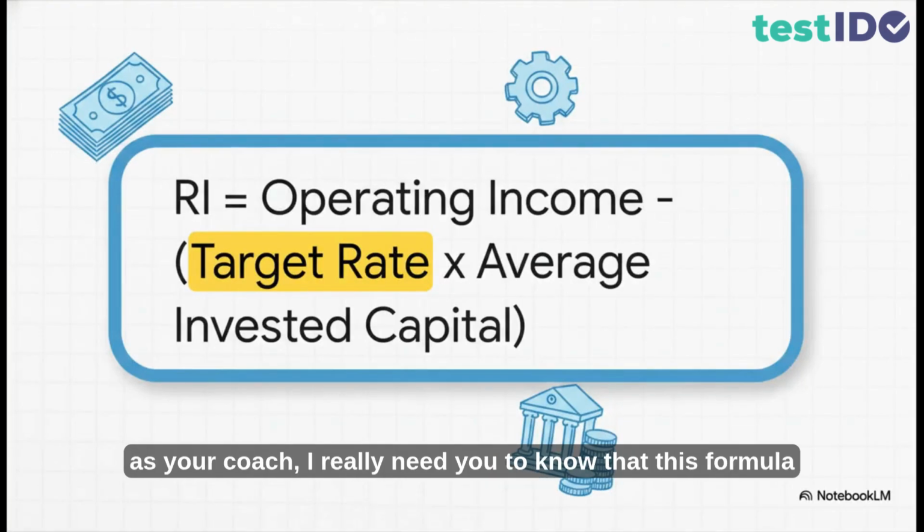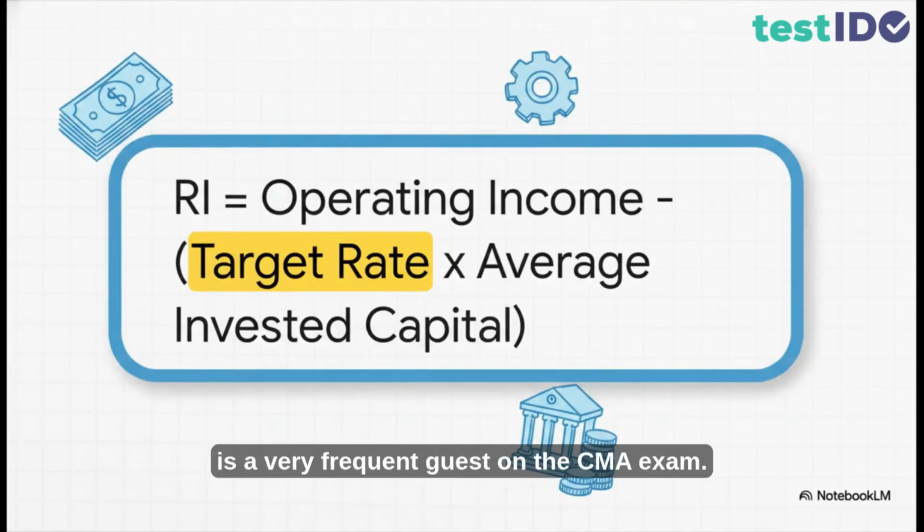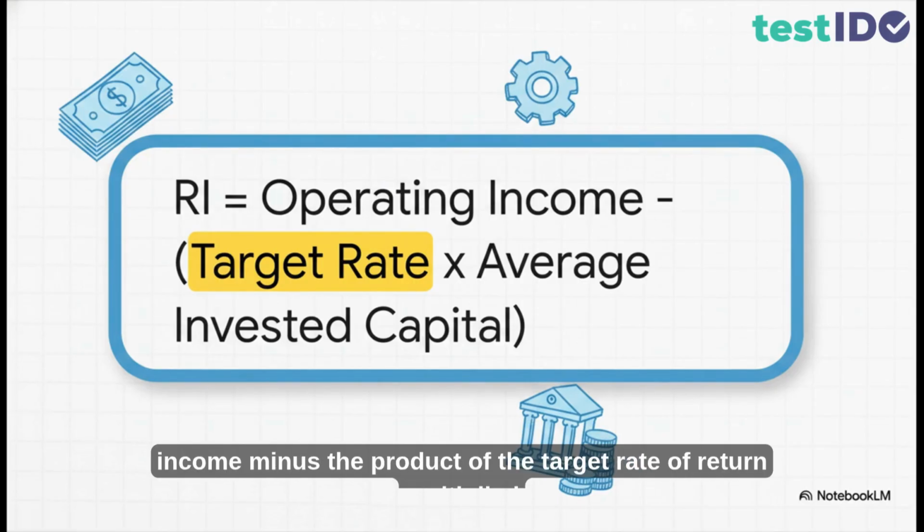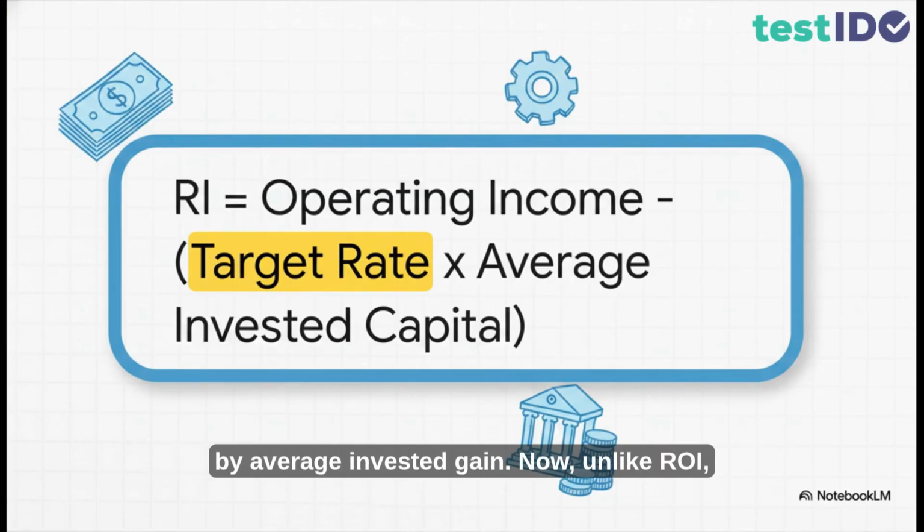Now, as your coach, I really need you to know that this formula is a very frequent guest on the CMA exam. To fix that selfish behavior we just talked about, we need a new metric. We need residual income. You've got to burn this one into your memory. Residual income equals operating income minus the product of the target rate of return multiplied by average invested capital.